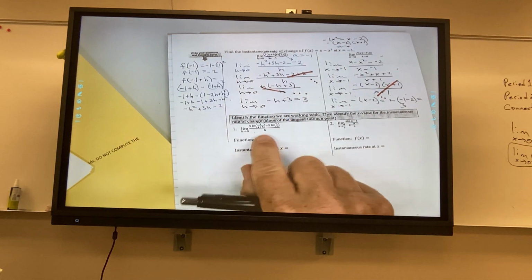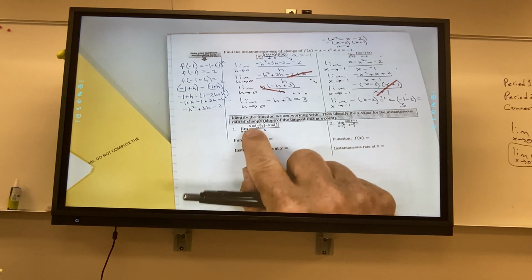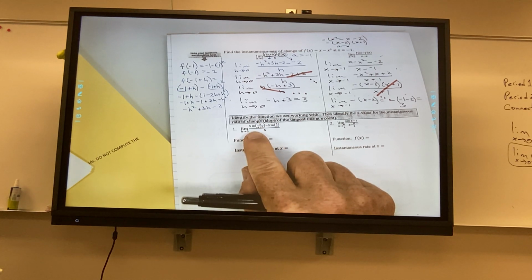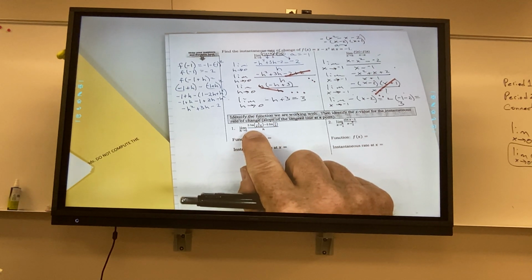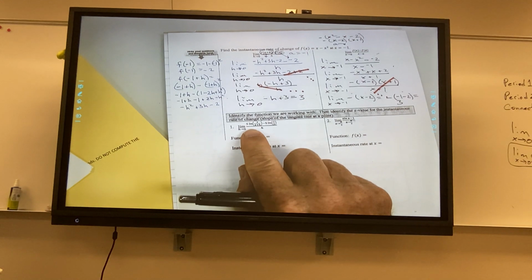Okay, now, notice this is in a particular form. You're saying, oh my gosh, I've got to do that? No, we're going to read the directions.